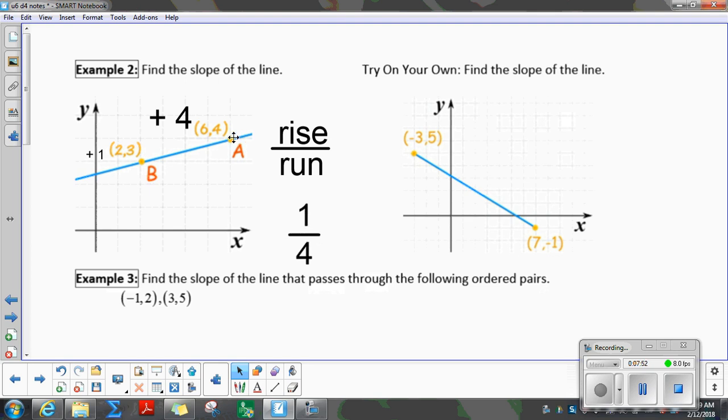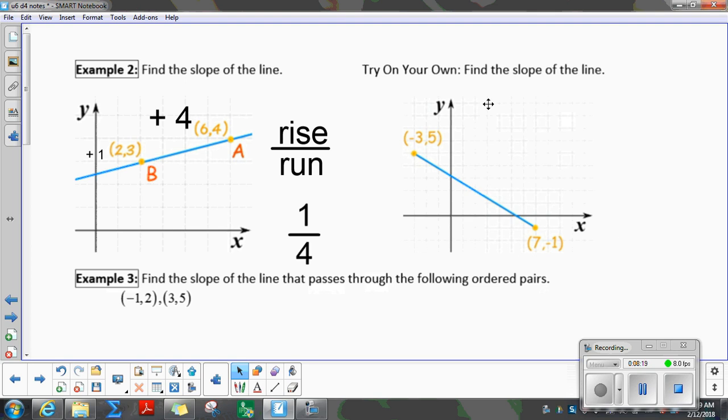Now, if you wanted to go from point A to point B, what you'd end up doing is going down 1, because you're going down, that's a negative 1, and then you go to the left 4, and left is a negative as well, so that would be negative 4. So you'd end up getting negative 1 over negative 4, which you'd have to simplify, which would just be positive 1/4. So you'd get the same thing no matter where you start and where you end, as long as you simplify.